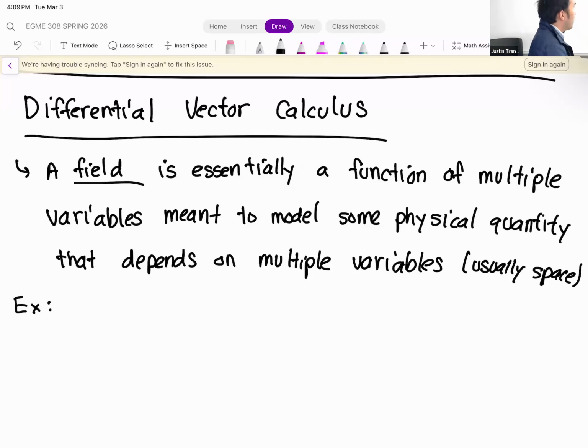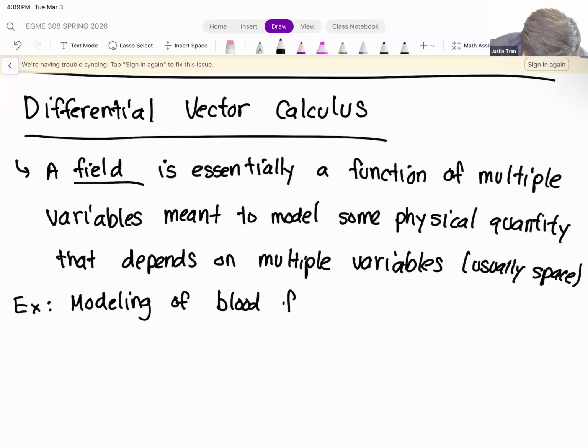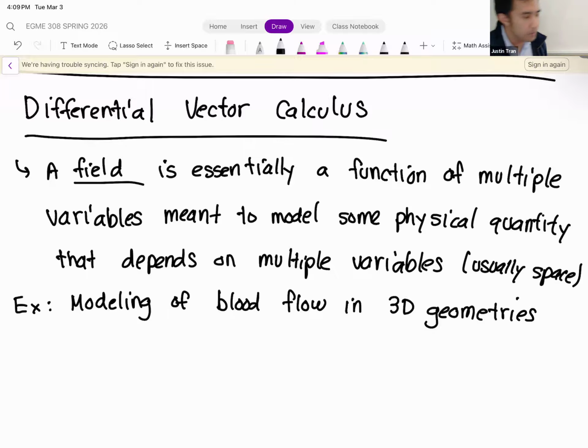Okay, so the research that I do is computational work in the area of biomechanical engineering, right? Specifically, modeling of blood flow. Specifically, I'm interested in modeling or computations of blood flow in three-dimensional geometries.